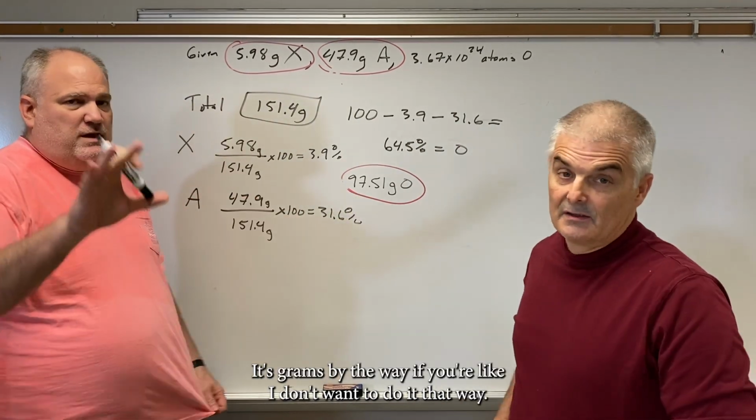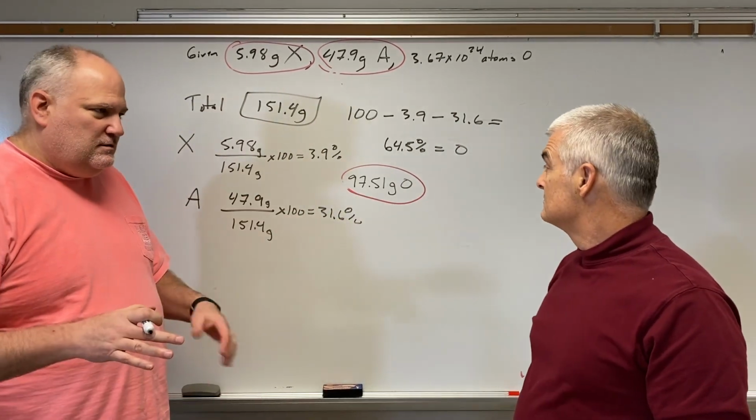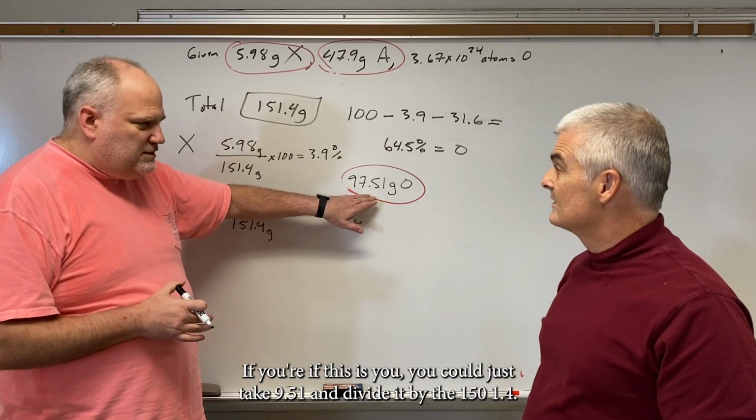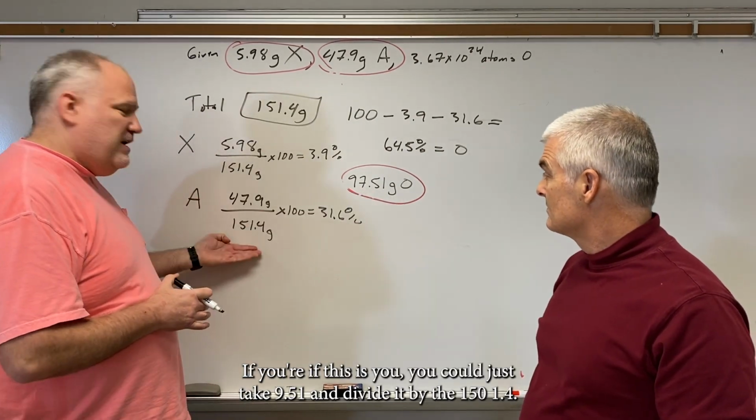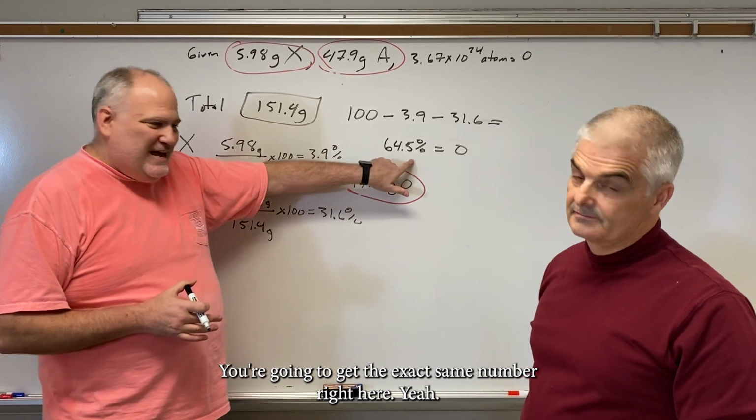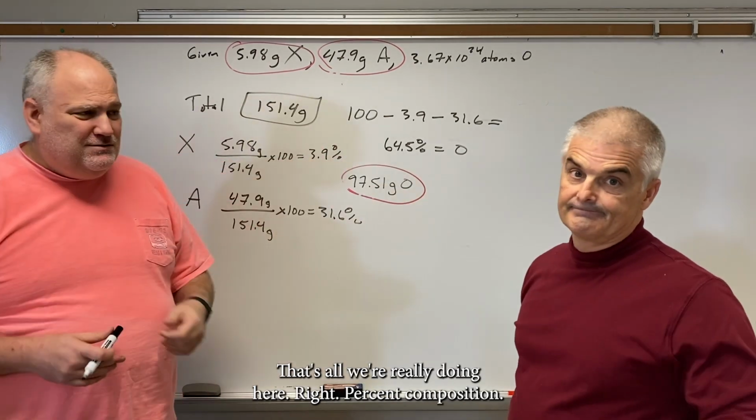It's grams. By the way, if you're like, I don't want to do it that way, you're not my real dad, right? If this is you, you could just take 97.51 and divide it by the 151.4. You're going to get the exact same number right here. That's all we're really doing here.